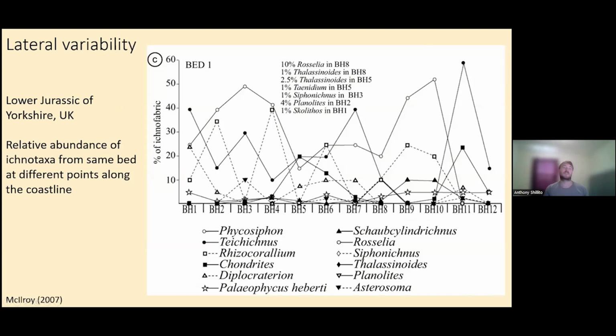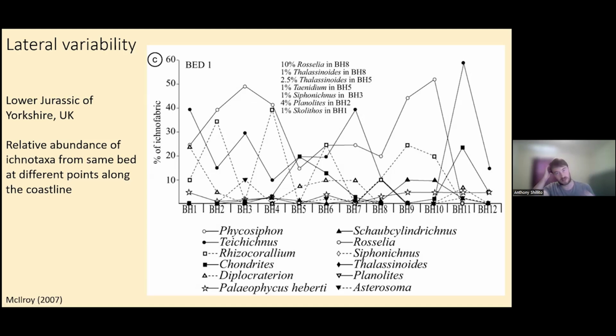And this is highlighted nicely by a study that Duncan McIlroy did almost 20 years ago, looking at the Lower Jurassic of Yorkshire in the UK, where essentially he followed the same bed along the coastline and looked at the ichnofabric in that bed and the relative abundance of different ichnotaxa. You can see that it varies dramatically. So if you just looked at one point, you would get a very different idea of the ichnological makeup of that community than if you went a little further down the coast. Compare BH11, for example, with BH3. Suddenly you've had this huge jump in Tasselia because conditions favored it at that given point, and this large drop off in Phycosiphon.